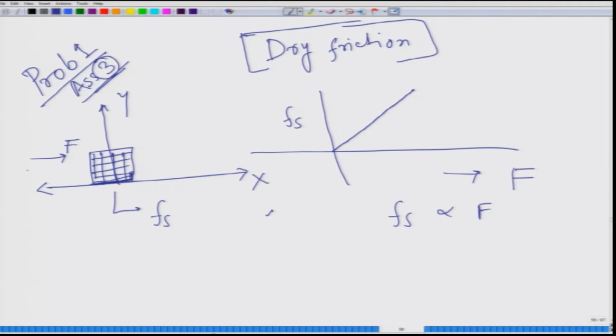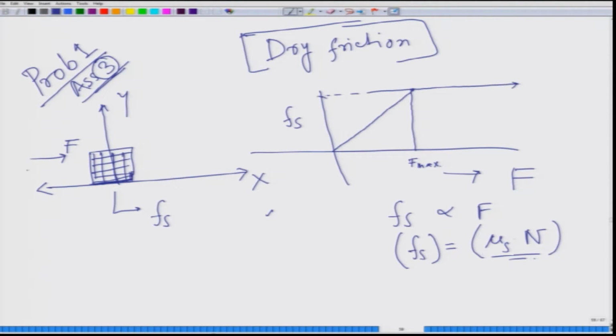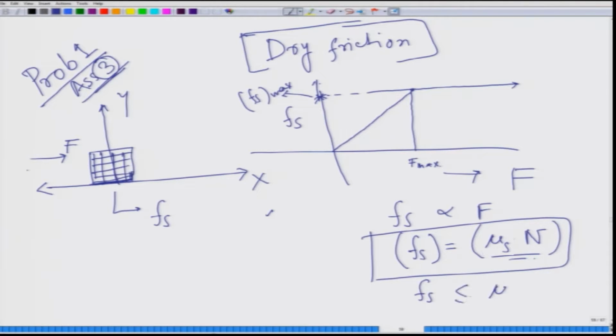It will increase to some limit, say F max. Till we reach this F max, frictional force is linearly proportional to F. So, I call it Fs equal to mu s times N. After this reaches the maximum value, it does not increase, but it saturates, and corresponding to this maximum force we have Fs max, which is mu s N. So, the frictional force is less than or equal to mu s N. We will use this idea in solving some of the problems.